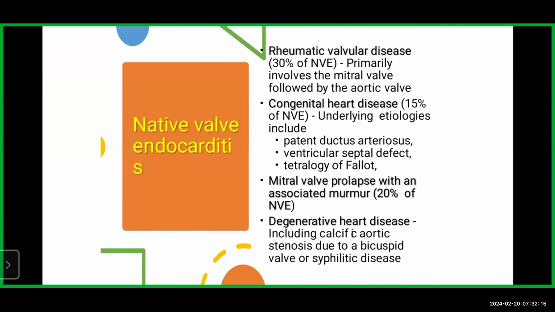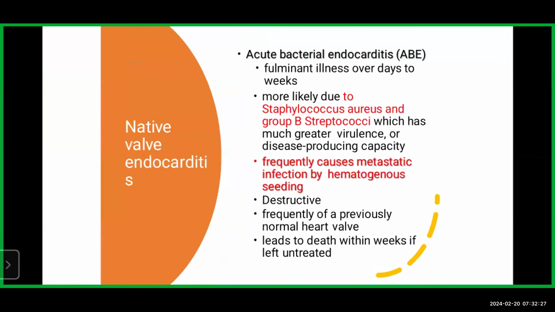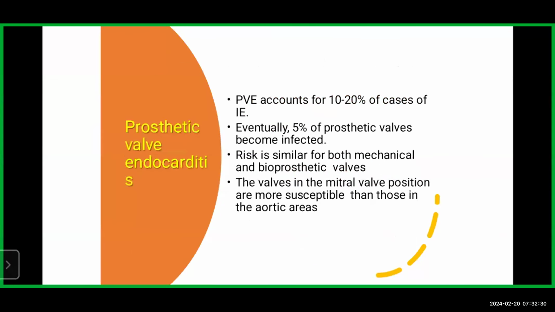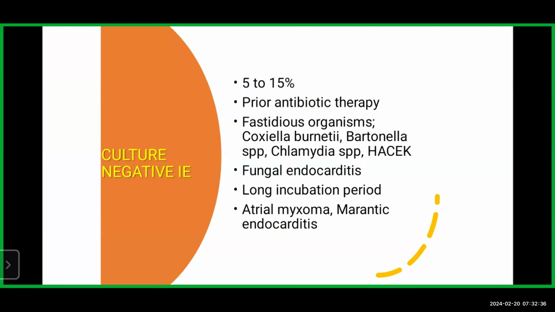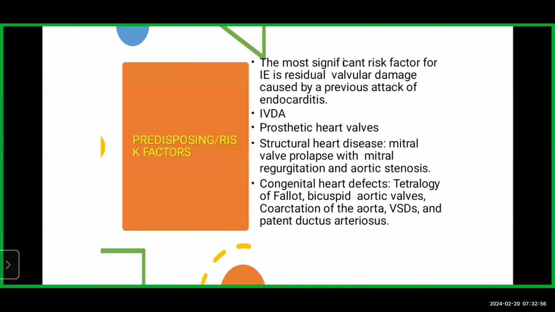Okay, so these are the risk factors for native valve endocarditis: rheumatic valvular heart disease, congenital heart disease, mitral valve prolapse, degenerative valve diseases like calcific aortic stenosis, or even bicuspid aortic valve. Then intravenous drug abuse is also a risk factor. Then culture negative IE has some risk factors, for example, those who have had antibiotic use. Then some fastidious organisms, like the HACEK group of organisms, then Coxiella burnetii, Bartonella, and chlamydia. Fungal endocarditis is also a cause.